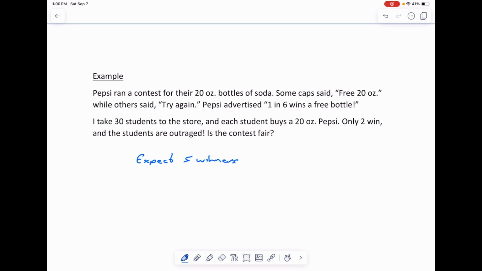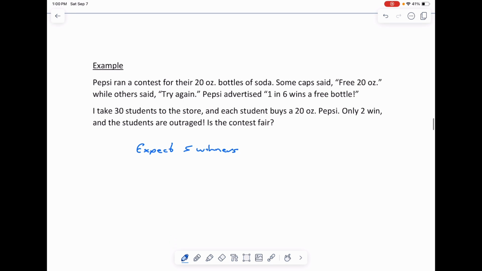30 students, we would expect if 1 in 6 wins, we'd expect 5 winners, but only 2 won, okay? So one of the things that we often do in statistics is we run simulations to try to recreate the situation. It wouldn't make sense necessarily to bring a bunch of people to the store or to just go by yourself and buy a bunch of these 20-ounce bottles, open them all up to see if you in fact win roughly 1 in 6 times.